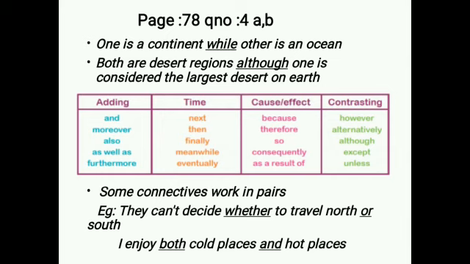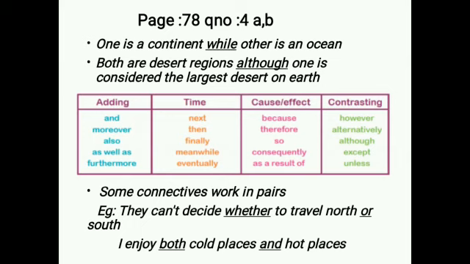As you know, some connectives link sentences and paragraphs. They are useful in a sentence because they are used to compare things. Look at page 78, question number 4a, where a connective is used. For example, one is a continent while the other is an ocean. Here the connective while has been used comparing a continent and an ocean.